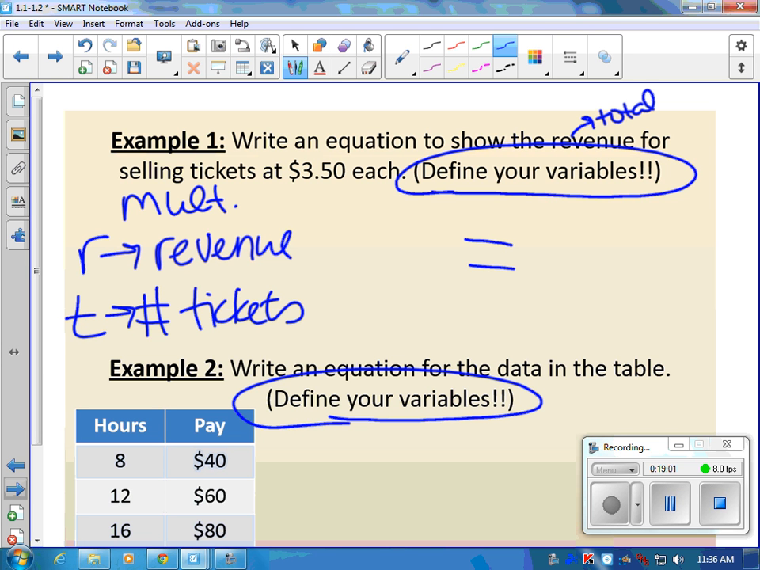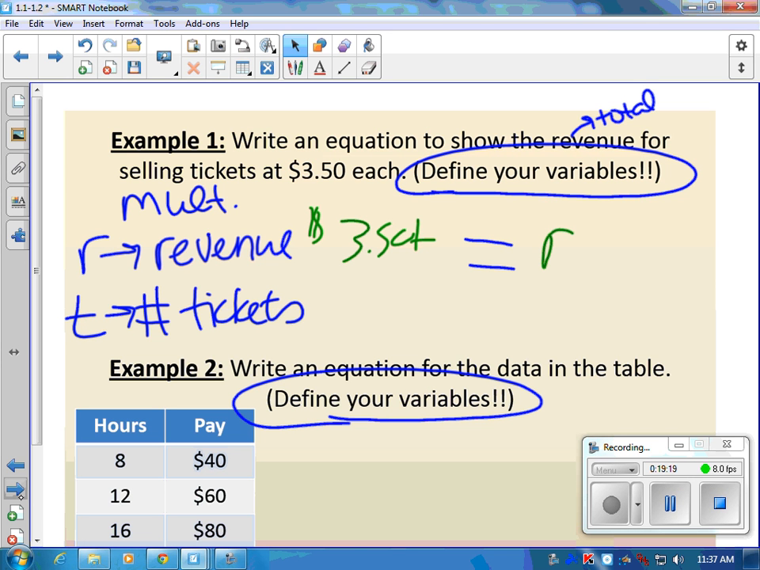Now I need to write my equation, which means I have to have an equal sign. Joe, you want to write it? Perfect. Come write our equation for us. Fantastic. We just said if I buy 10 items and they're $2 each, I multiply it together to get 20 total dollars. So if we sell T tickets and they're each $3.50, multiply that together, that will tell me how much money I'm going to make. Questions about that one?